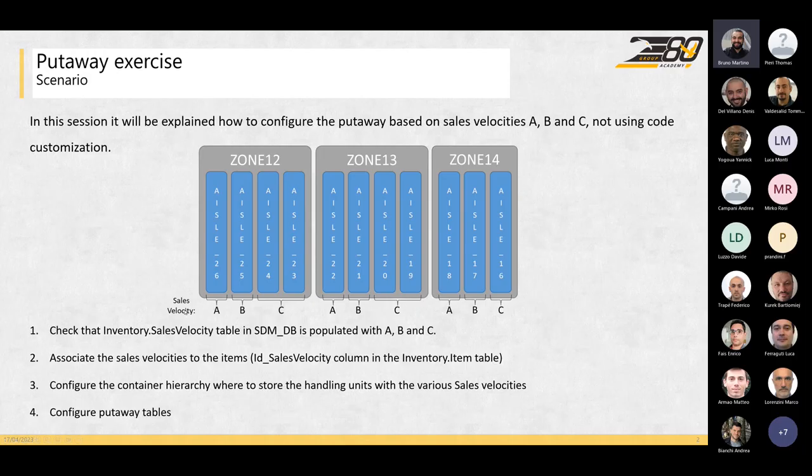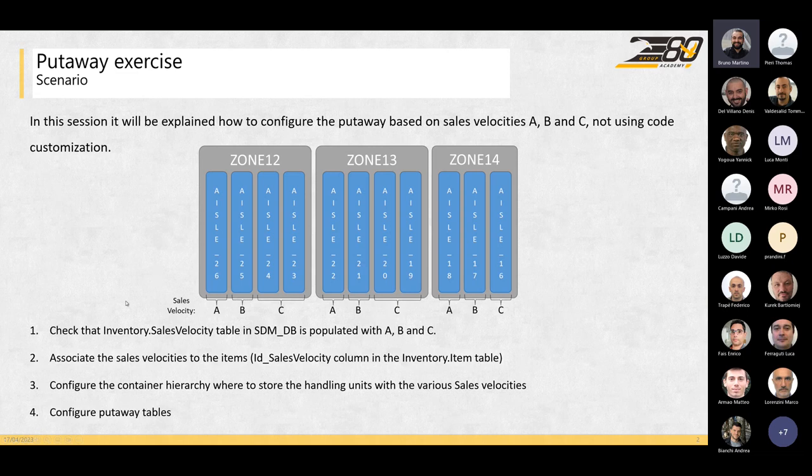We want to put only the item, we want to put away the item with sales velocity A. Then in 25, 21, and 17, the item with sales velocity B. So how to do this? The steps to do are just four.